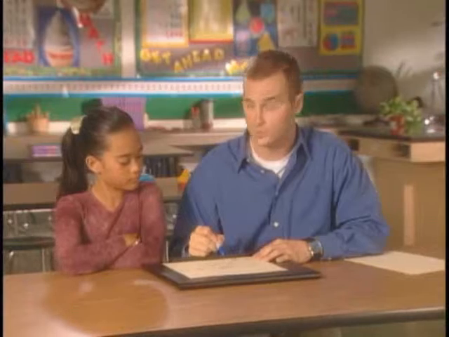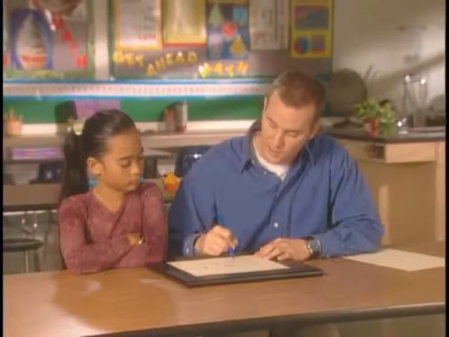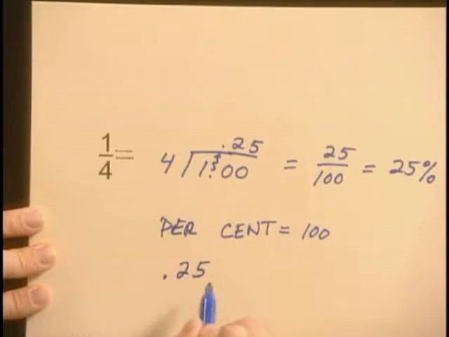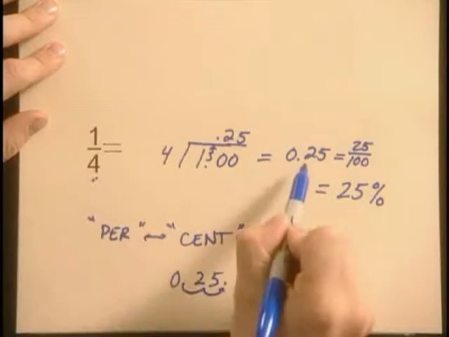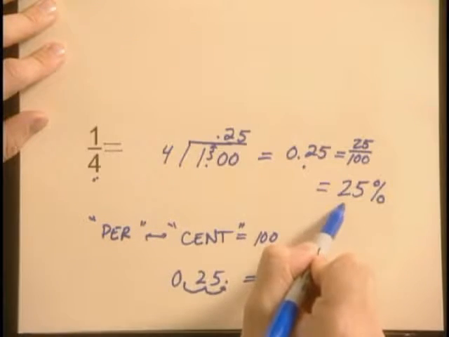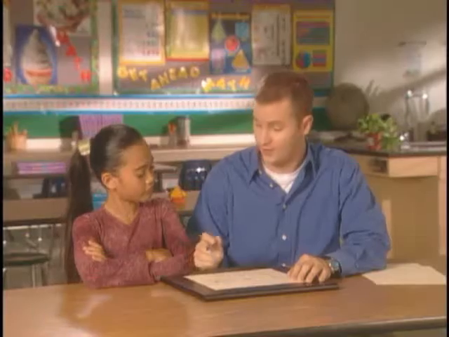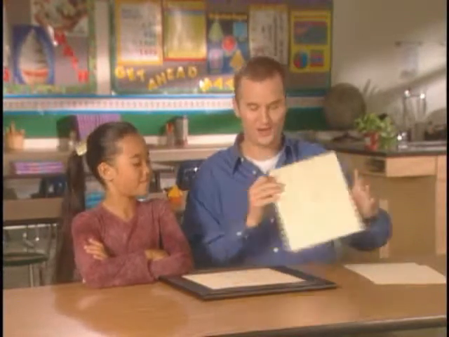Now, instead of writing out the words per and cent every time, there's a shortcut. 0.25, if we want to turn this decimal into a percent, we just move the decimal place 2 spots to the right. So 0.25 becomes 25%. So now we see how fractions, decimals, and percents are all related. Are you ready for the speed round? Oh, yeah. You better be.